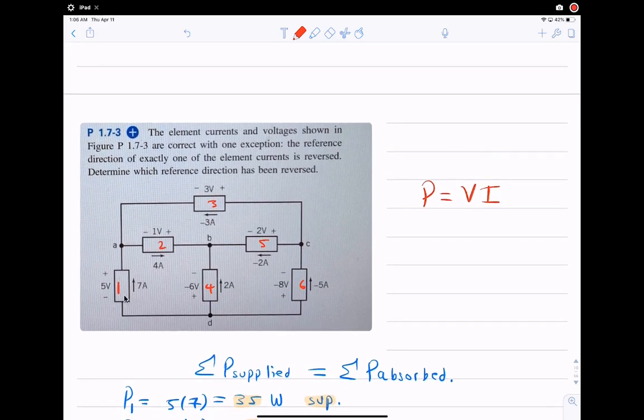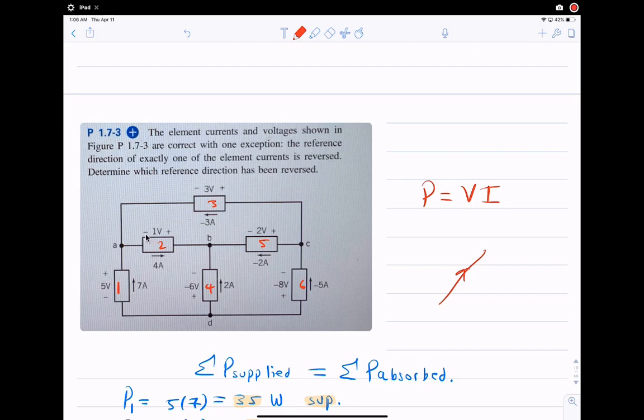Now, is it supplied or absorbed? How would I know? I know that the current is moving from the negative to the positive. That means from a low to a high potential. That means it's supplying. Why? It's going up the hill, right? If I'm going up, I'm supplying. So 35 supply.